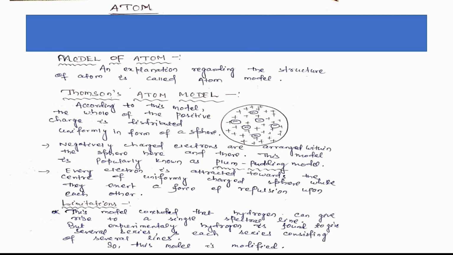So we have already discussed about electrostatics, the first chapter, and now we will start another new chapter from modern physics, that is atom. First we have to know what is atom. Atom is the fundamental piece of the matter which takes part in the chemical reaction.